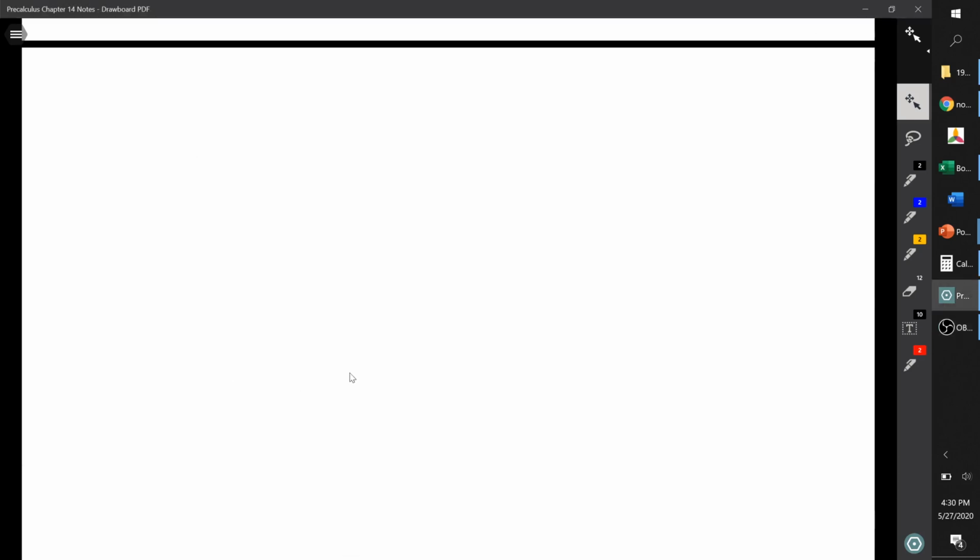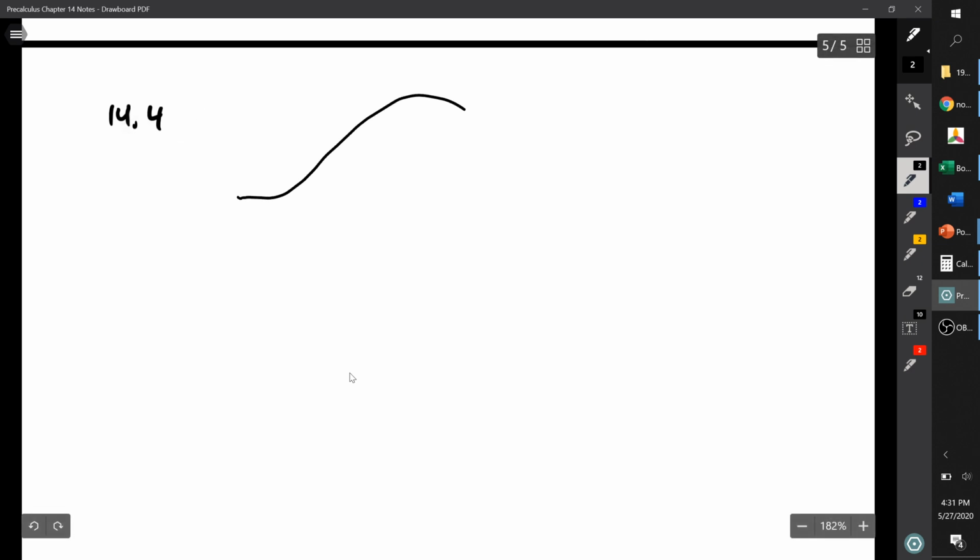Precalculus statistics overview of lesson 4. This is called the normal distribution. So, 14.4. We say that data is normally distributed if it approximately follows this kind of a shape. I got a little bit off there, but it approximately follows that kind of a shape, where this right here in the middle is our average.